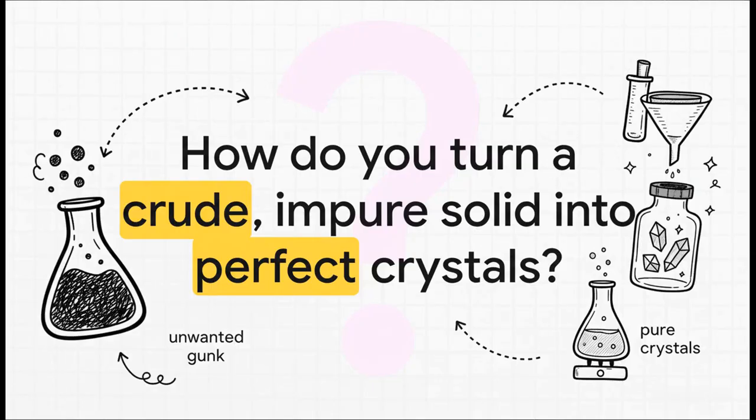So just picture this. You've just made a new compound in the lab. It's super promising, but let's be honest, it's a mess. It's all mixed up with all sorts of unwanted gunk. So the big question is, how do you clean it up? How do you get from that crude, clumpy powder to a vial of sparkling, absolutely perfect crystals? Well, that's exactly what we're going to break down.